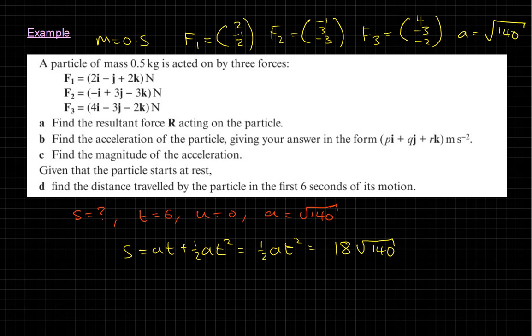I think we can simplify this actually. That's 18 times root 35 times root 4. Yeah, so that's 2 times root 35. So we get 36 times the square root of 35. That's it. That's the answer. That's the distance it travels. Okay, so not too bad.